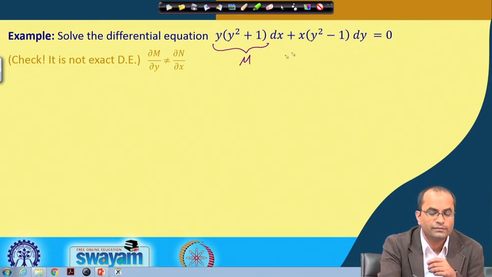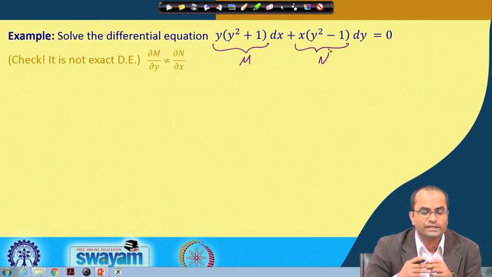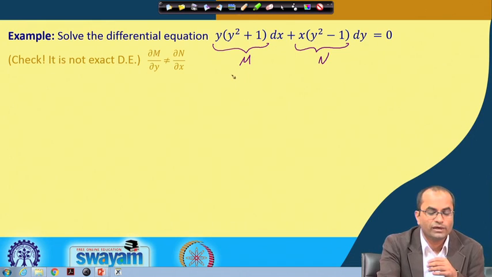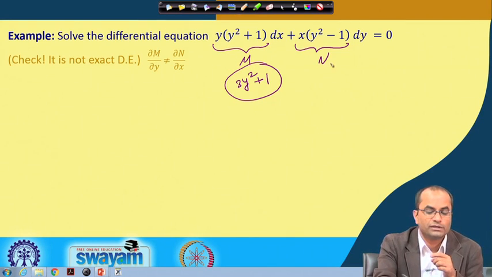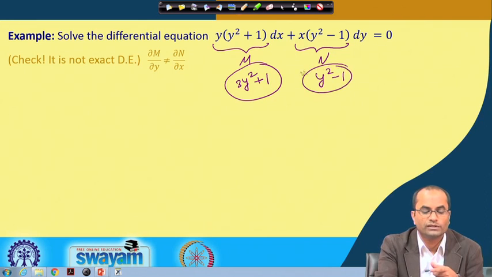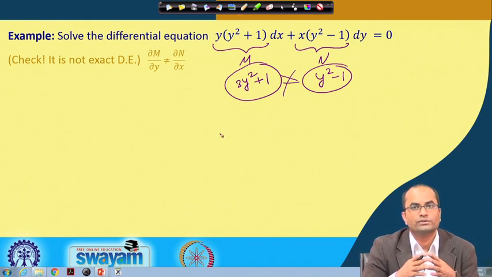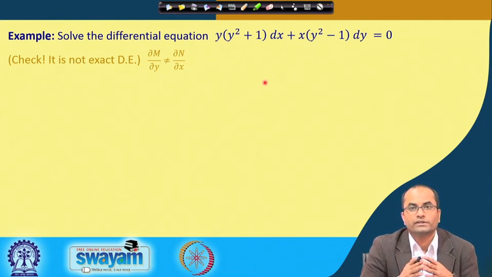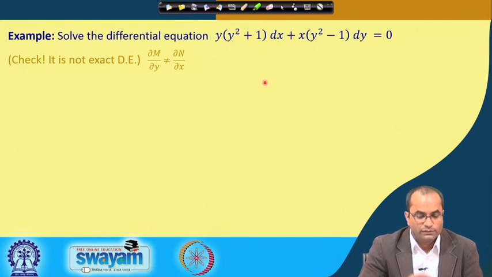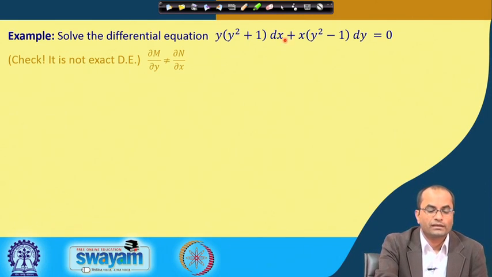So, here we have M dx plus N dy. Del M over del y will be, this is y cubed plus y, so 3y squared plus 1, that will be the derivative of M with respect to y, and the derivative of N with respect to x will be y squared minus 1. So, they are not equal, of course. So, this equation given in this form is not an exact differential equation. So, this approach, by inspection, we will do now.